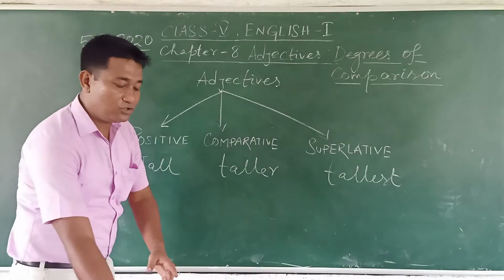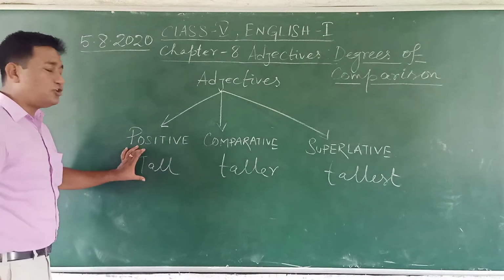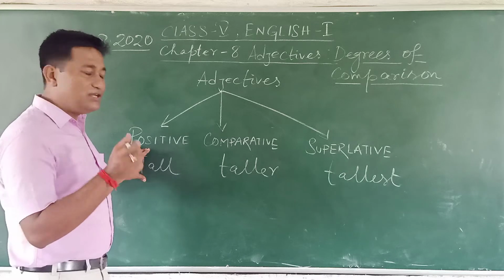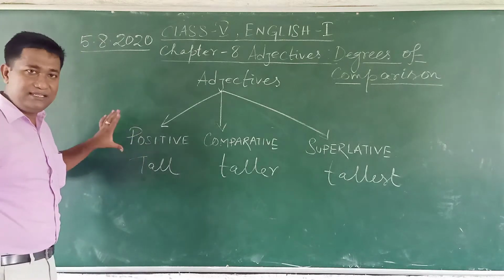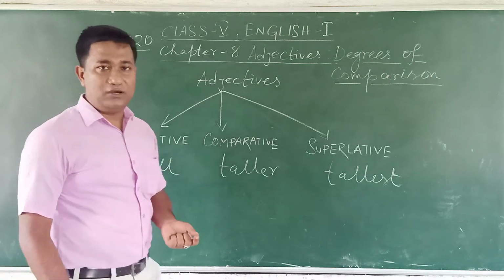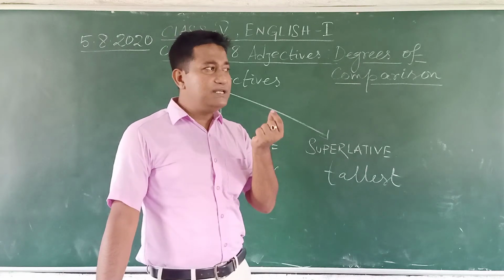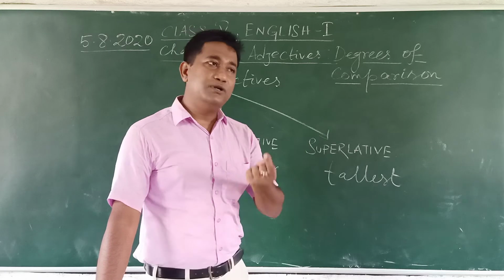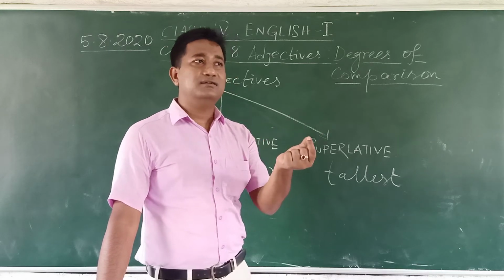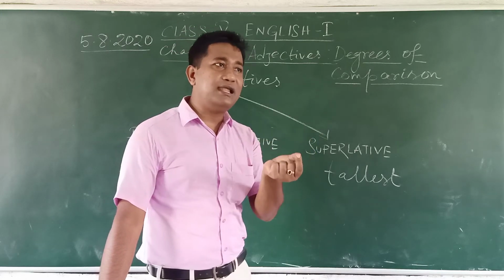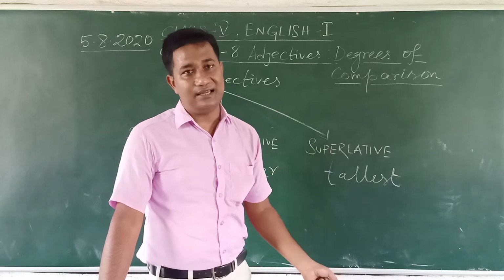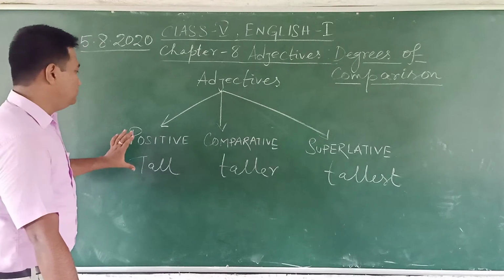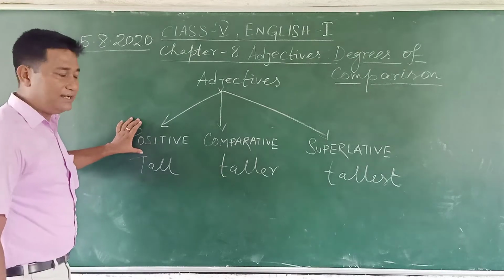So these 3 things. Tall means what? Tall is a simple word which we basically use in a positive sense. Positive means a very normal word, the simple words that we use in simple sentences. There will be no difficulty in understanding an adjective. The normal adjective we use in a sentence, we term this as positive degree. It's called positive degree. Okay.